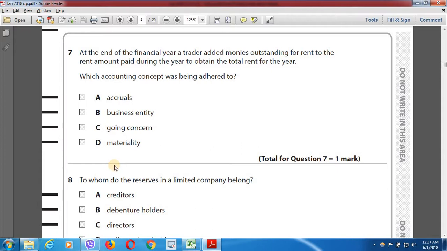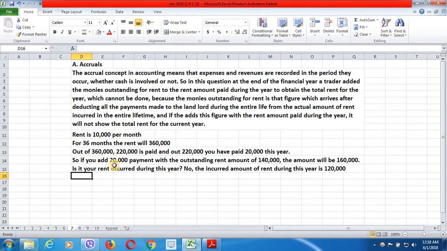rent amount paid during the year to obtain the total rent for the year. Which accounting concept was being adhered to? Option A, accruals. Option B, business entity. Option C, going concern. Option D, materiality. The answer of this question is A, accruals.